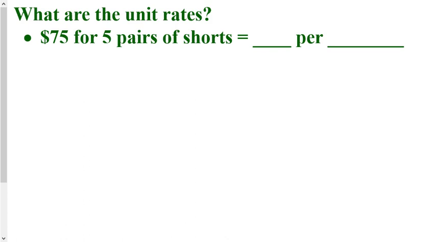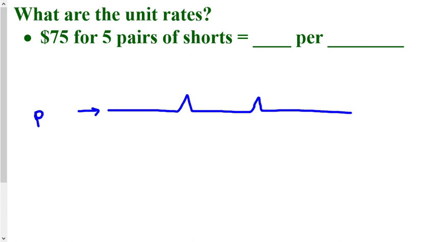Our first example: if it's $75 for 5 pairs of shorts, then what is the unit rate that describes that situation? I'm going to show you a way to think about this that you might not have thought about before. I'm going to use what's called a bridge map. The purpose of a bridge map is to compare things and to show relationships. That's exactly what ratios are: a comparison of quantities that show the relationship between two things. The line in the middle is our per, where whatever's on top is per whatever's on the bottom.